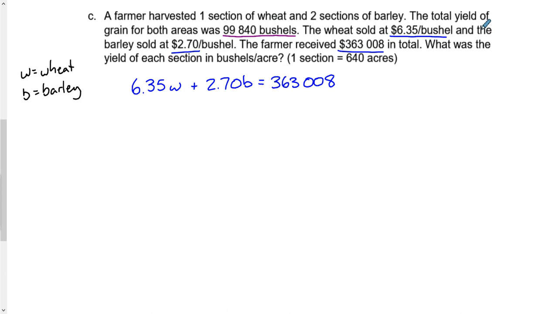Now, this part talks about bushels. There's no actual relation between one section of wheat and two sections of barley. That just means that's how many they've harvested. The total amount of grain for each of these bushels, just our wheat and barley, produces 99,840 bushels. Really quite basic and simple.